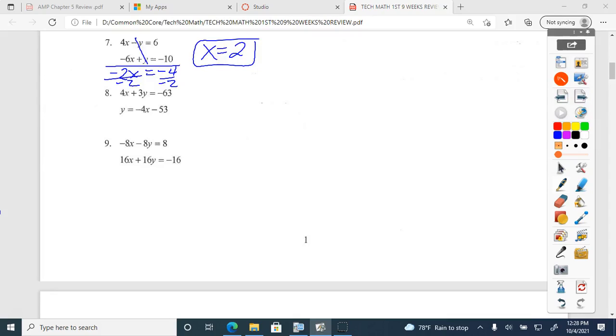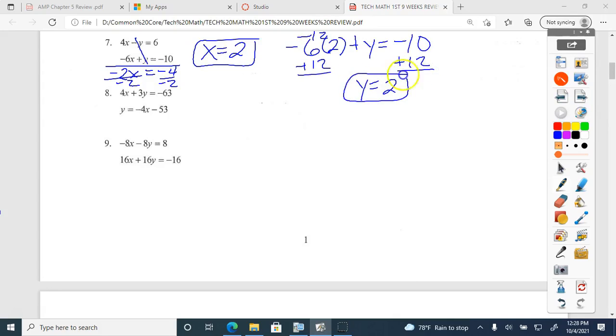I'm going to do it on the bottom. Why would I do it on the bottom? Because the bottom one is a positive y already. I don't have to worry about the negative. Okay? So -6 times 2 plus y is -10. That makes -12, so we add 12 over. What is -10 plus 12? 2.